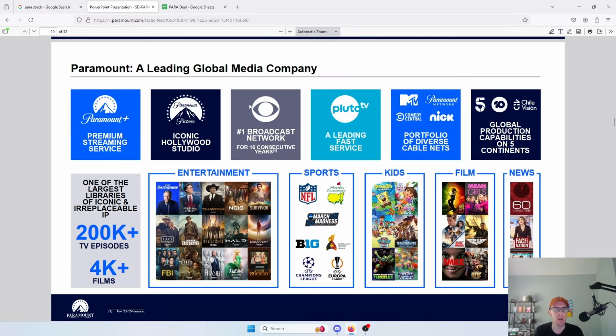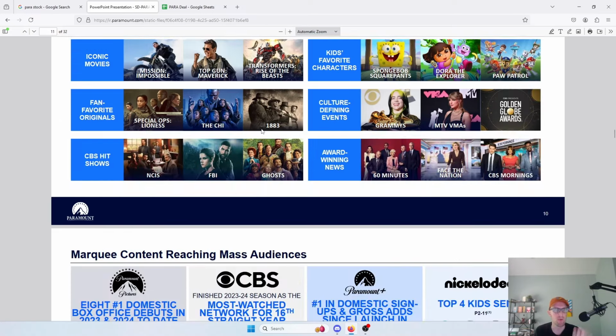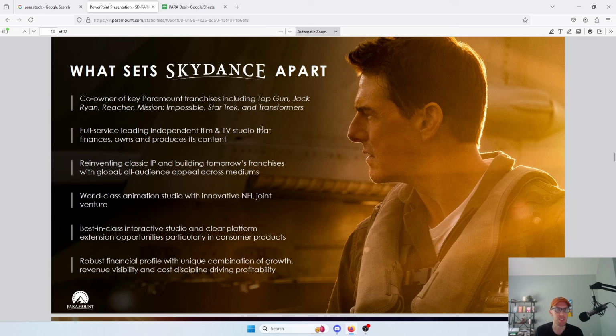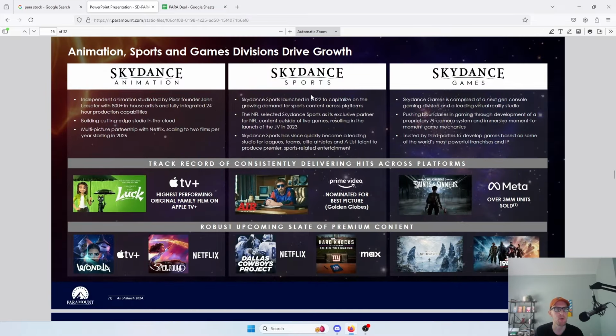Well, Paramount and Skydance are going to merge. Paramount has great IP, whatever you think about it, might be great, might not, but Skydance brings in some IP. They have an independent film and TV studio that finances, produces, and owns its content. They have a world-class animation studio led by John Lasseter. They have a Skydance Sports studio that they started recently. They have the games division that Paramount doesn't have, so they bring that together.